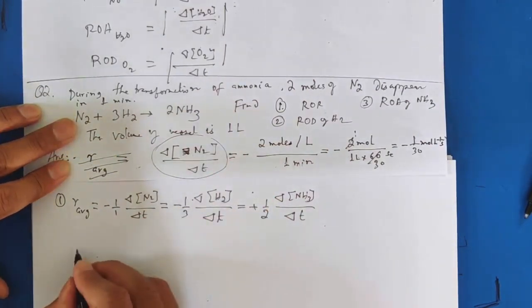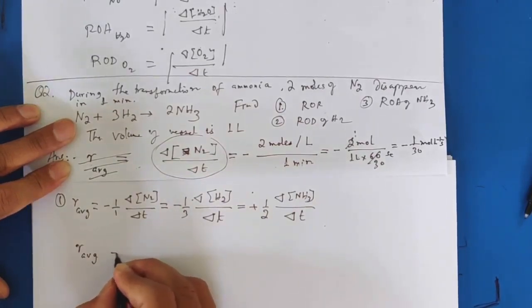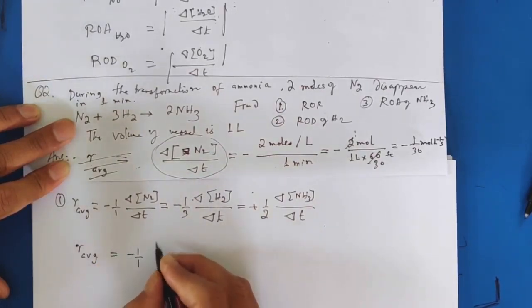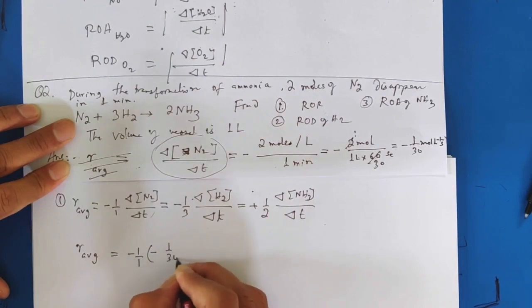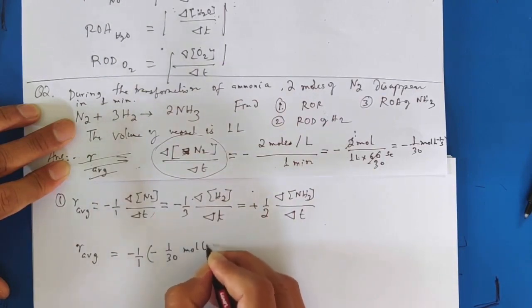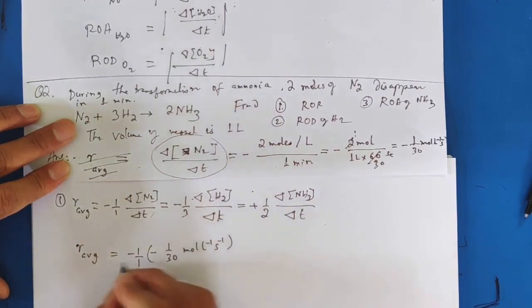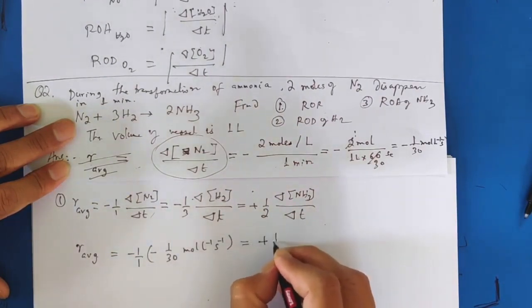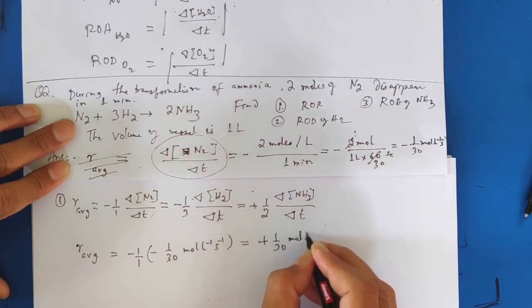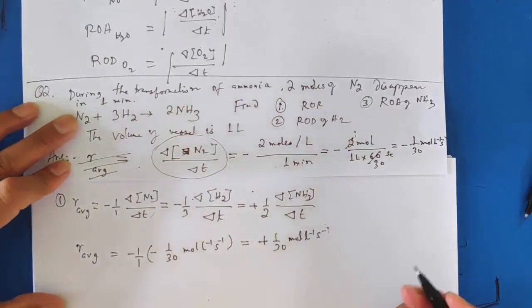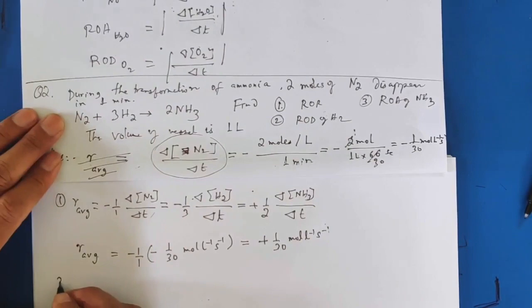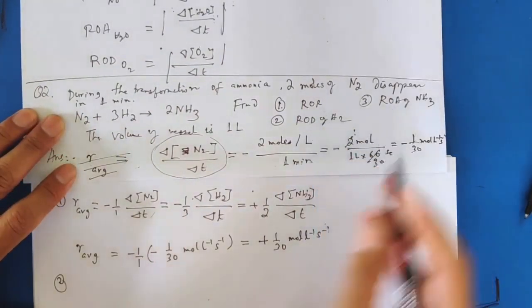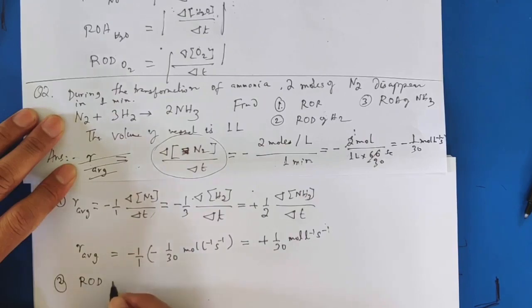So you can write again the average rate is equal to 1 by 1, which is 1, and then this value is how much? I calculated it: minus 1 by 30 mole liter inverse second inverse. Minus into minus is plus. So what you get is 1 by 30 mole liter inverse second inverse. The average rate is this much in terms of numbers. Question number 2: the rate of disappearance of hydrogen.